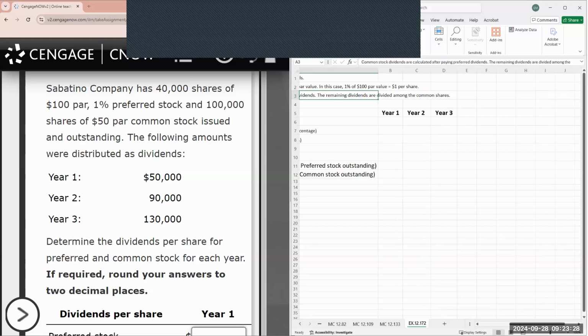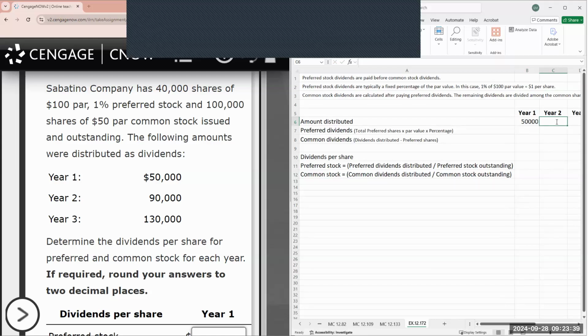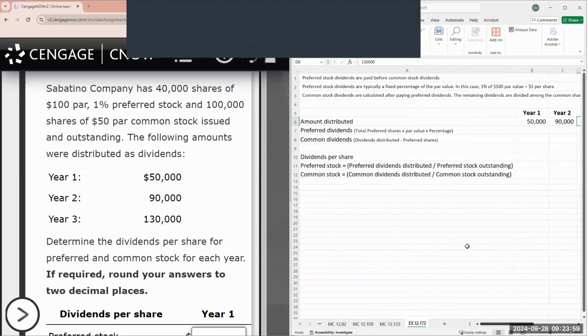So based on this information, the problem lets us know that for year one, 50,000 shares were distributed, year two, 90,000, and then year three, $130,000. All right, so as we pointed out with the preferred shareholders, they are guaranteed to receive a certain amount of dividends each year. So we need to factor that in. So it says that they have 40,000 shares of $100 1% preferred stock.